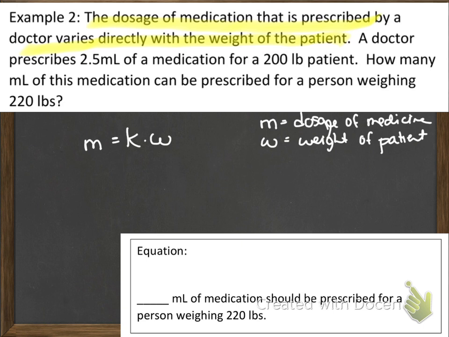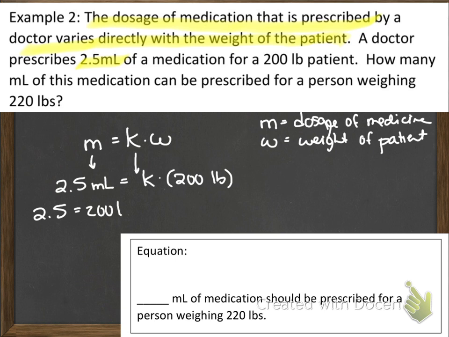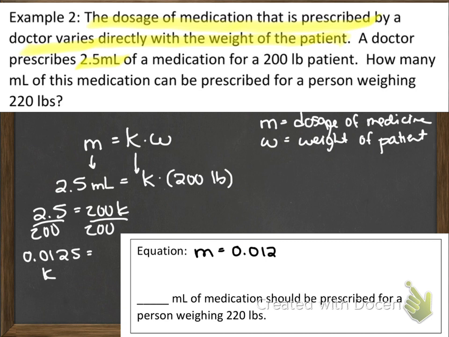Then it says a doctor prescribes 2.5 milliliters of medication for a 200-pound patient. So we still don't know K, but we know that the weight in this case is 200 pounds. We don't really need the units to do this, right? We can just say that 2.5 is equal to 200K. So to find K, we can just divide both sides by 200. So let's write out our equation. Instead of M is equal to KW, I'm going to write M is equal to 0.0125 times W. So that's our equation.